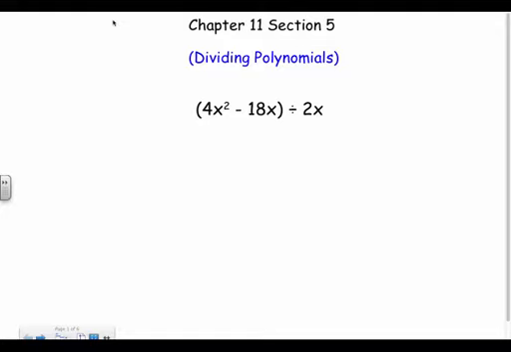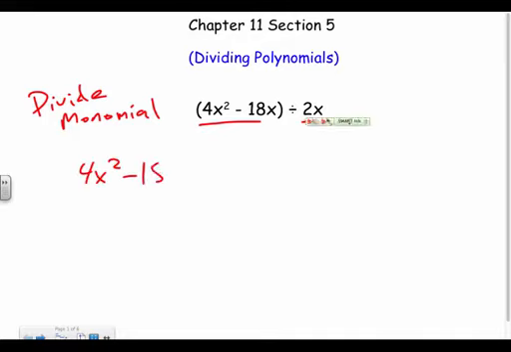So in this case, when I'm dividing these two polynomials, I have a binomial divided by a monomial. Anytime we're dividing by a monomial, which is just one term, we're going to write it as a fraction. So I'm going to put 4x squared minus 18x over 2x. And I'll show you why we do that.